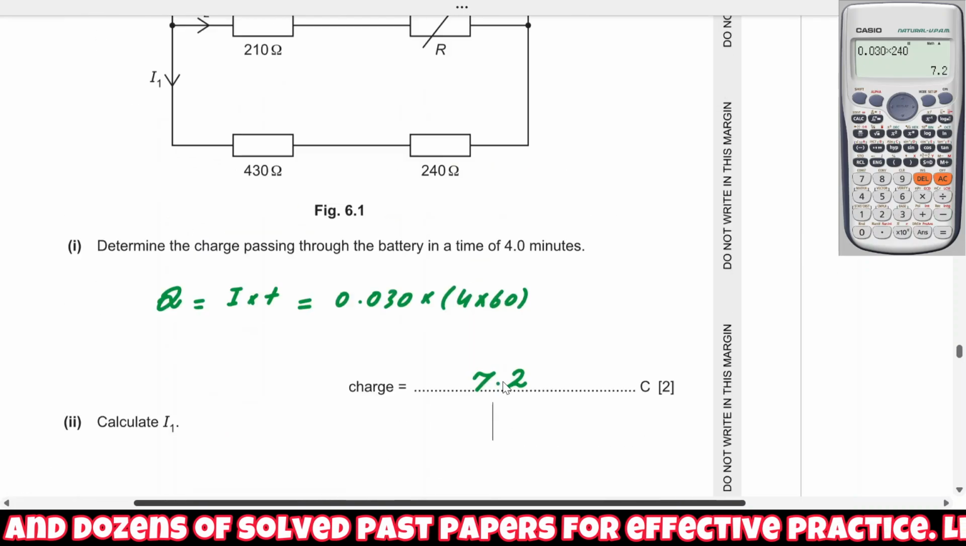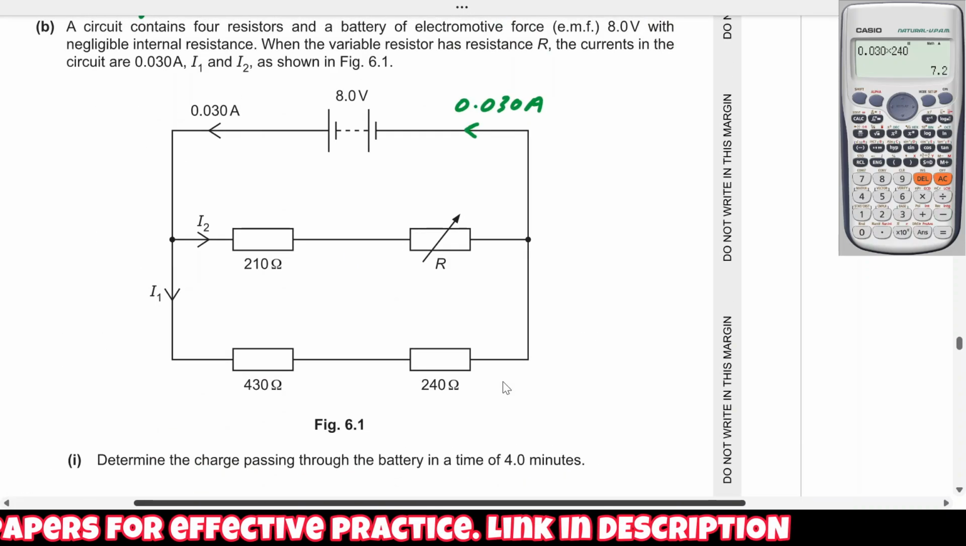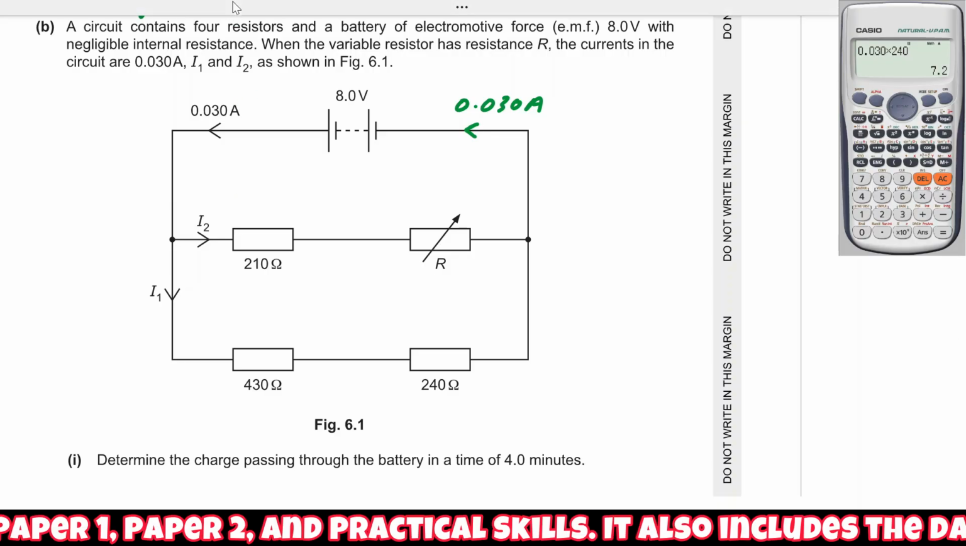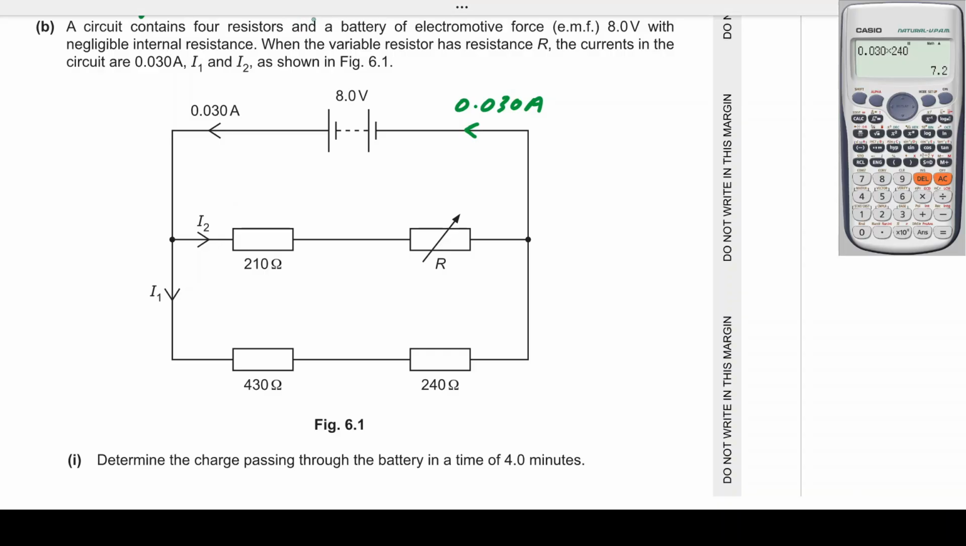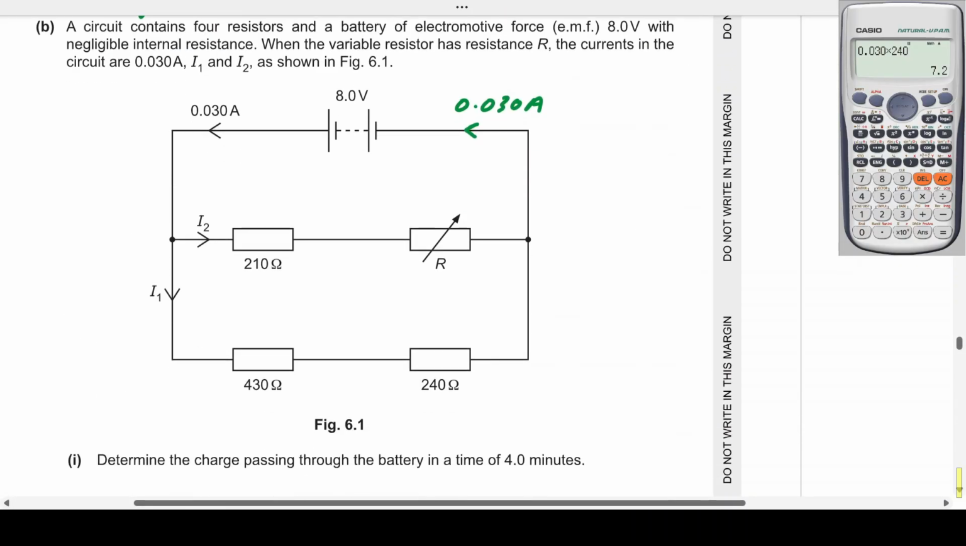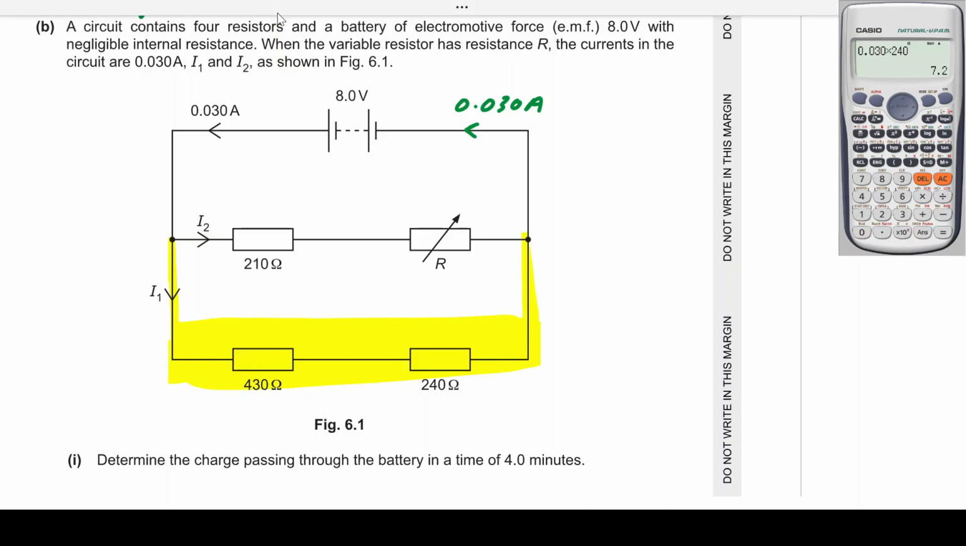Then we need to find the current I1. So I1 is the current that enters the lower street. Okay, street I'm just saying metaphorically. The current that enters the lower loop, or the current that flows through the lower loop. I1 or I2, which one was it? Let me check. Find the current I1. Yes. So I1 is the current that flows in this loop.